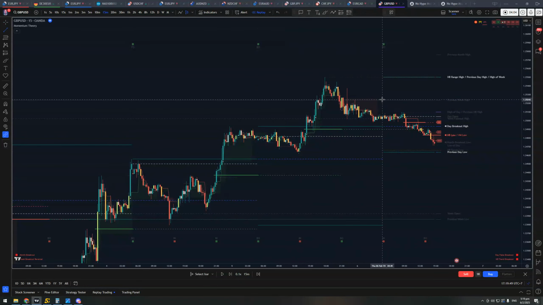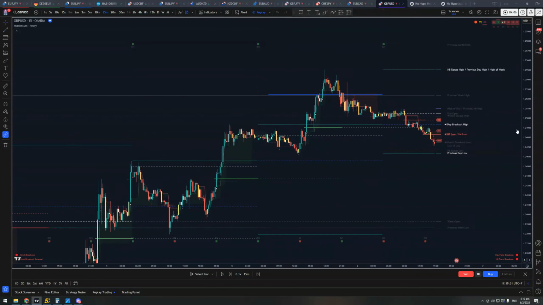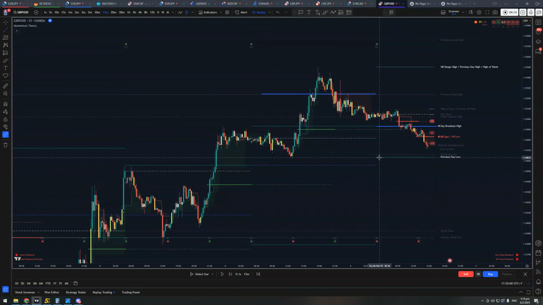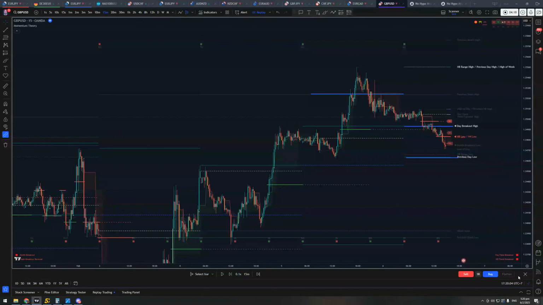So we did fake out the previous week high yesterday. And then today we're flipping the breakout level of the daily. So this is a possible swing point. And then if we get below the previous day low, this is a trend reversal. This starts a new trend on the daily.